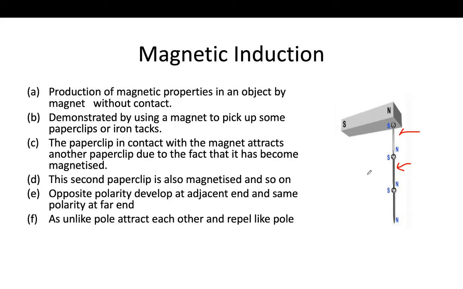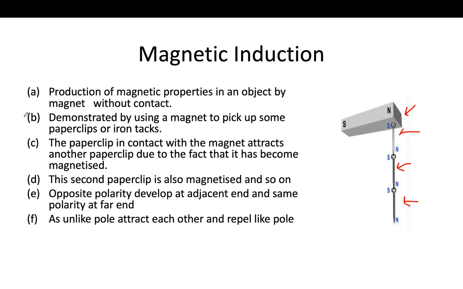Because the magnetic properties of the nail are changed by this magnet. So that's why it also becomes a magnet, and it's attracting another nail, and this nail is also attracting the third nail. So here the property of the nail is changing due to the magnet, and that is called magnetic induction. So let's read this.